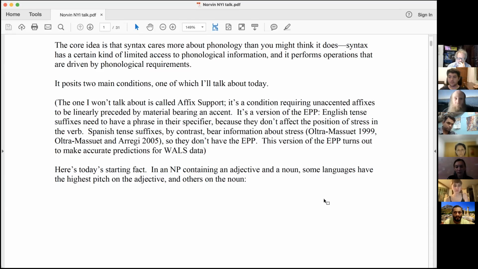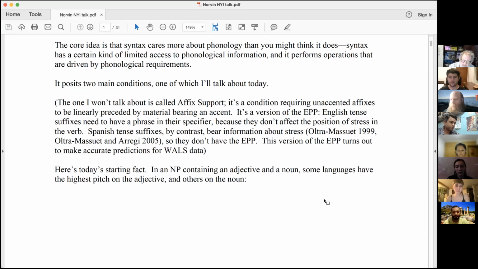Contiguity theory posits two main conditions. I'm going to talk about one of them today. The one I'm not going to talk about is called affix support. I have it in parentheses here, and we can go back and talk about it if anybody is curious about it. It's a version of the EPP, which differs from the EPP in that it allows you to predict whether a language will have the EPP or not, based on facts about where the stress goes in the verb. But I'm not going to talk about that today. The thing that I'm going to talk to you about today has a starting fact. So let me show you the starting fact.